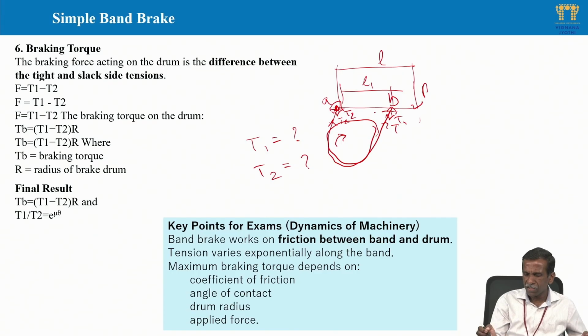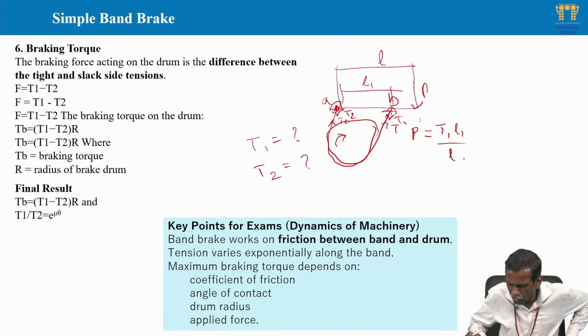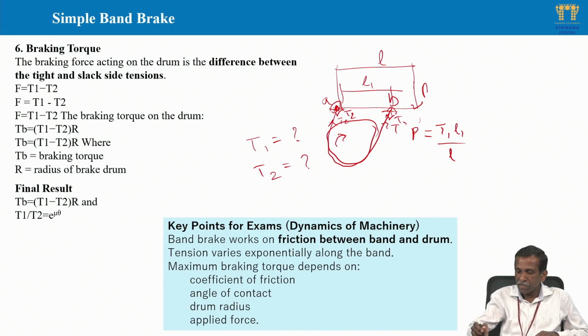You can take moments about A, then T2 won't come into the picture, only T1 into L1 equals P into L, because these moments are in opposite directions. Then you can write P equal to T1 L1 by L. I think you are able to understand the relations. This way you can find the effort if it is required.